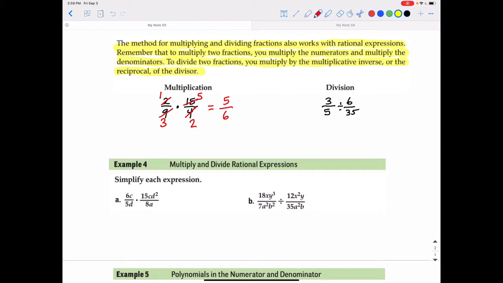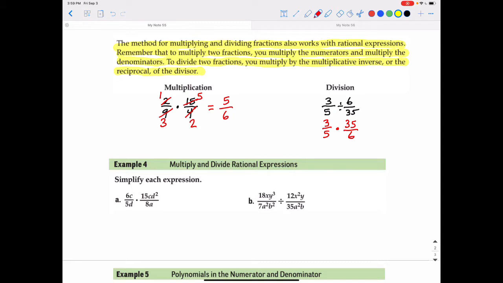For division, we have to multiply the first fraction times the reciprocal. In other words, it's the same as keep, change, flip, which is the rule that some of you may remember, keep, change, flip. So we keep the first fraction the same. We change the division to multiplication, and then we flip the second fraction to 35 over 6. And then we try to do the canceling out from there.